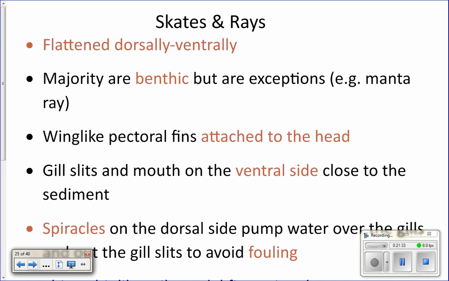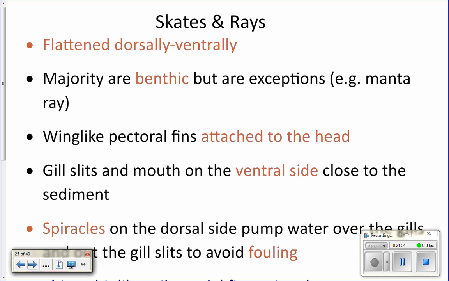Okay, skates and rays. Other types of chondrichthyes that you'll find. Skates and rays. These are flattened dorsal ventrally, right? So top and bottom squished together. And they mostly are benthic, so they're mostly going to live on the bottom. But you do have some exceptions to that rule.